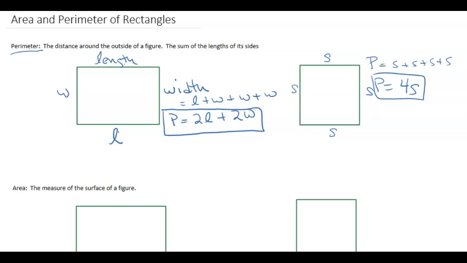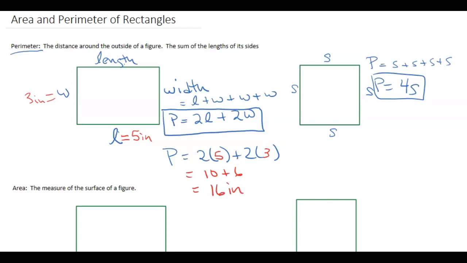If I had my length of my rectangle be 5 inches and my width of my rectangle be 3 inches, then I could calculate the perimeter. The way I would do that is I would say the perimeter will be 2 times the length, in this case 5, plus 2 times the width, in this case 3. And when I do that calculation, I'll get 16 inches. So that's telling me the perimeter of that rectangle is 16 inches to go all the way around the outside.